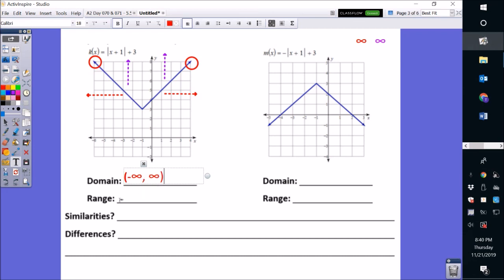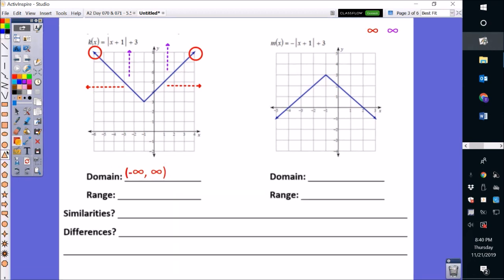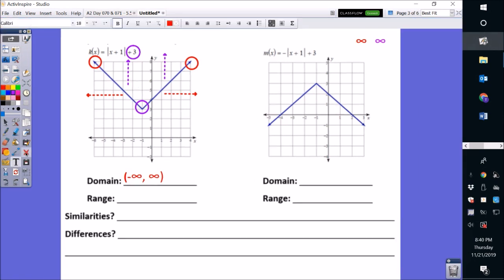Now let's do range. For range, we always start from the bottom. So let's take a look at the bottom of the graph. We see that the bottom of the graph is right at the y value of 3. So it pertains to this number from the equation. So that part can help us identify range. So we're always going to start from the bottom, and the bottom is at 3. That means we're going to be using the bracket because 3 is included in the graph, or you can say included in the solution.